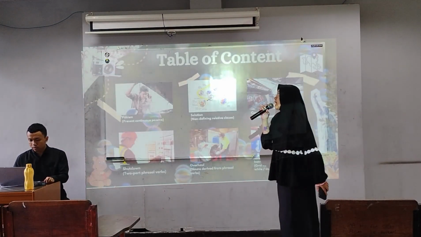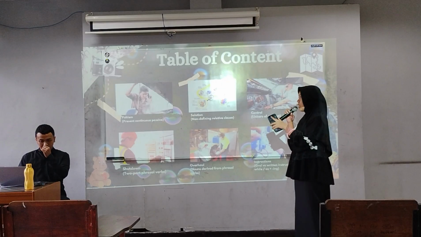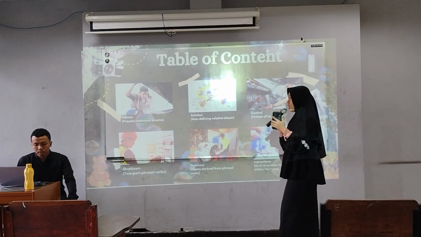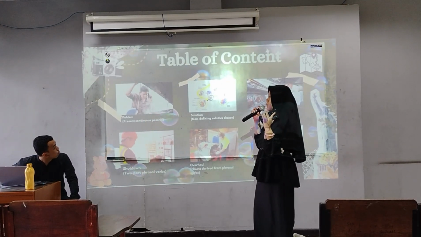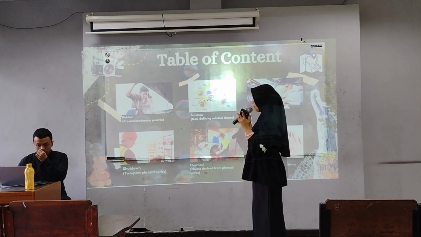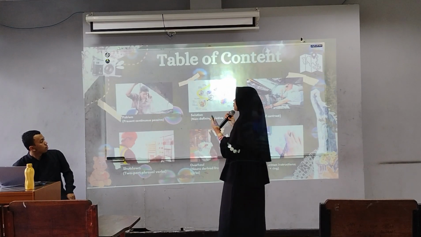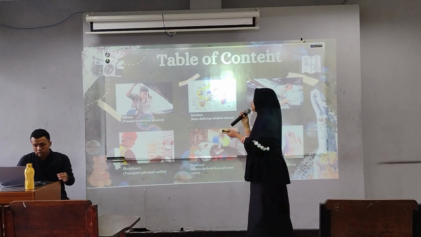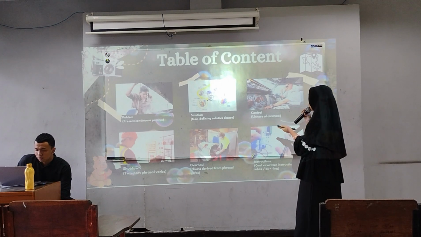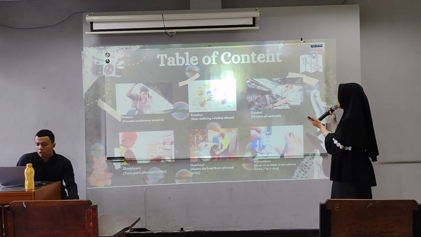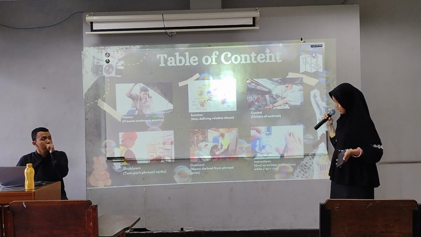Table of contents. There are 6 points in total, divided into 2 parts. In part 1, we discuss problem, the grammar is present continuous passive. Solution, the grammar is non-defining relative clause. And control, the grammar is linkers of contrast.